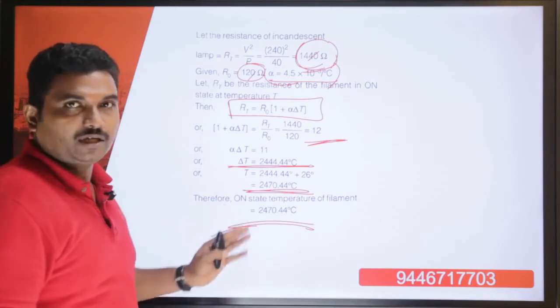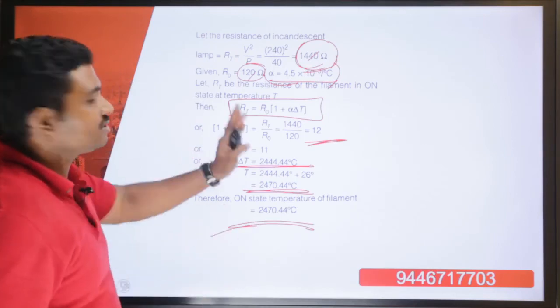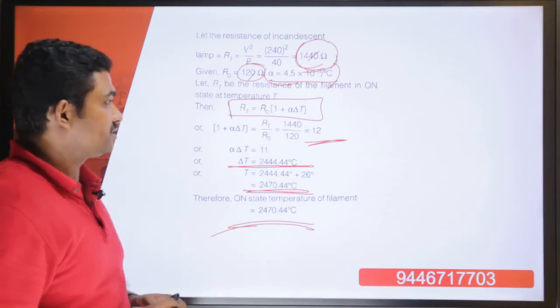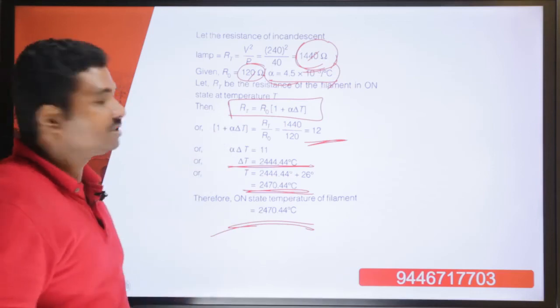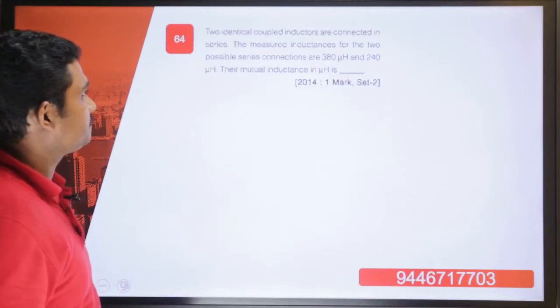So this is a good question. This is a different kind, a new kind of question which involves the temperature coefficient of resistance. So you will have to note down this question also as an important question.